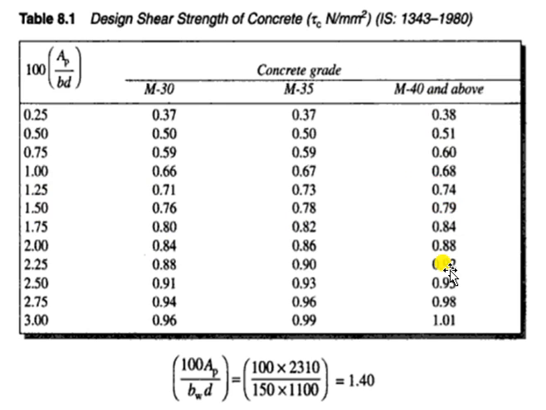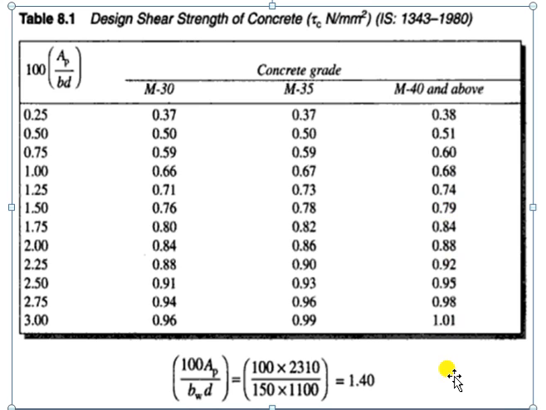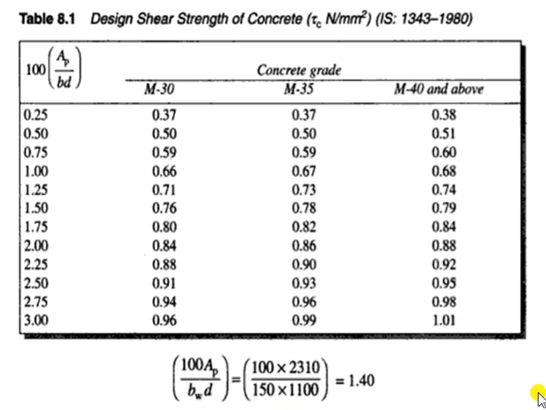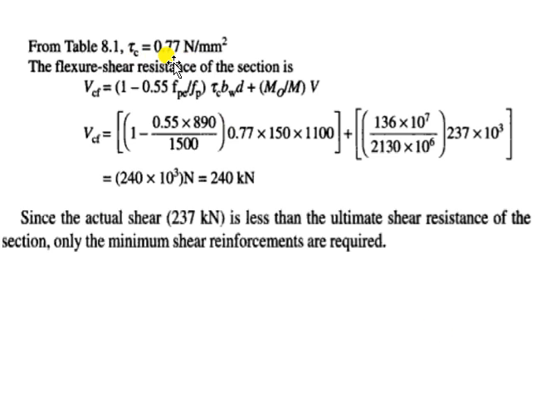So you should see under this column because the grade of concrete is M45. For concrete grade more than M40 we should refer to this column. For M35 this column, and M30 this column. So by interpolating between 1.25 and 1.5 and between 0.74 and 0.79, the value of tau c is equal to 0.77 Newton per millimeter square.